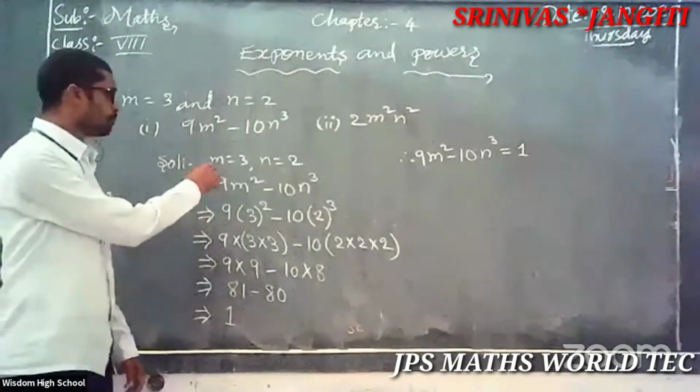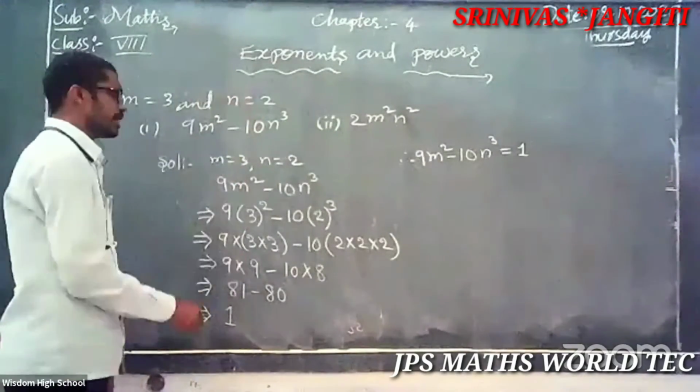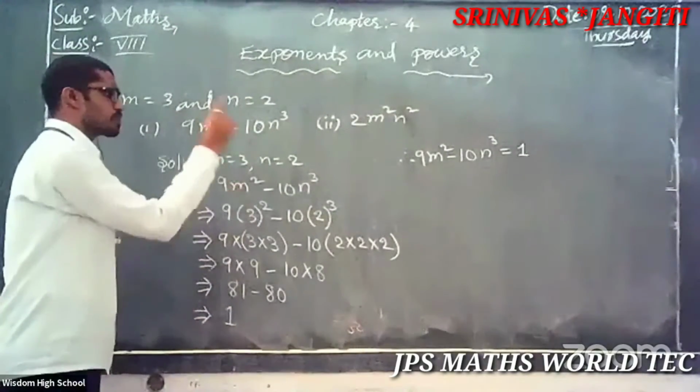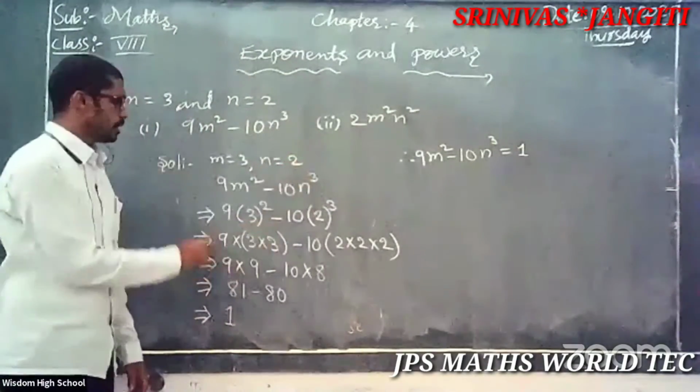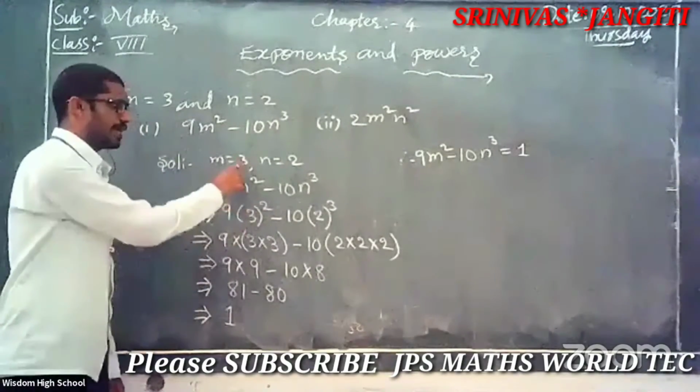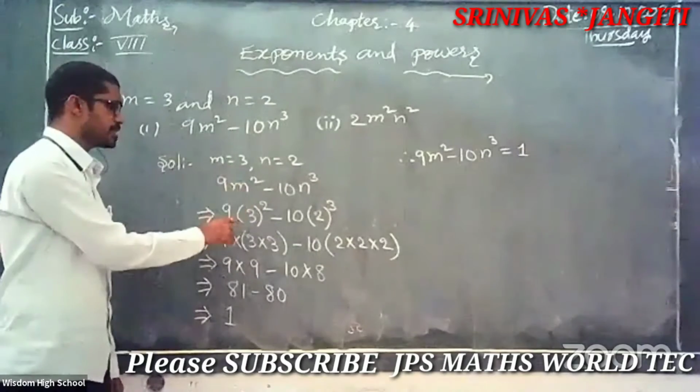Once again, observe. m is equal to 3, n is equal to 2, right? Then the problem is 9m² − 10n³. Then 9 stays the same. What do we replace m with? 3. You apply 3 here, substitute the 3.